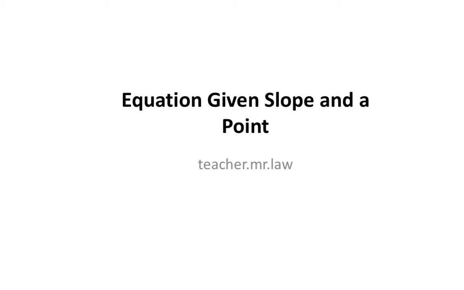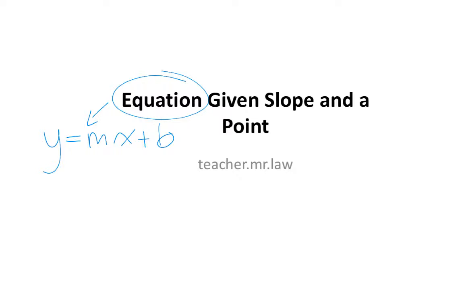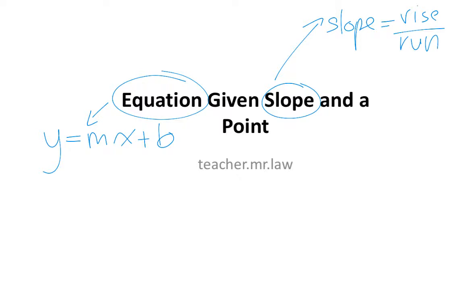In today's lesson, we'll be learning how to create the equation of a line given slope and a point on the line. If you recall, the equation of a line in slope-intercept form is y equals mx plus b. Slope is rise over run. However, we also learned an alternate form of this equation, and that is y2 minus y1 over x2 minus x1.